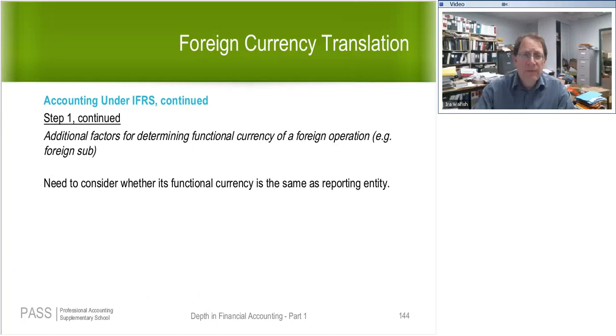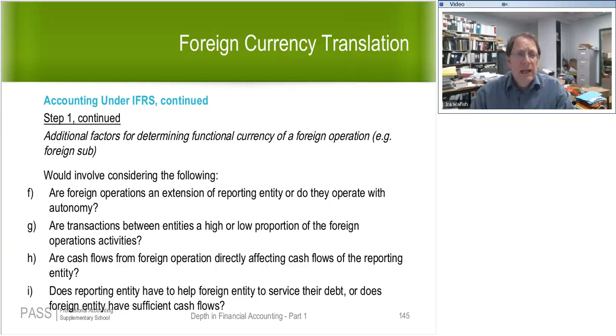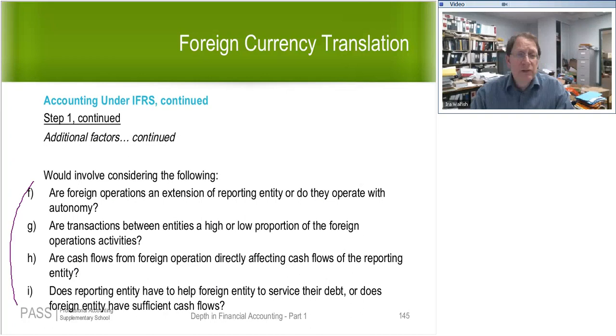F, G, H, and I. These are considered a little less important. So how nice is this for case writing? You know how many qualitative considerations they can give you here, and you can play with all of these.